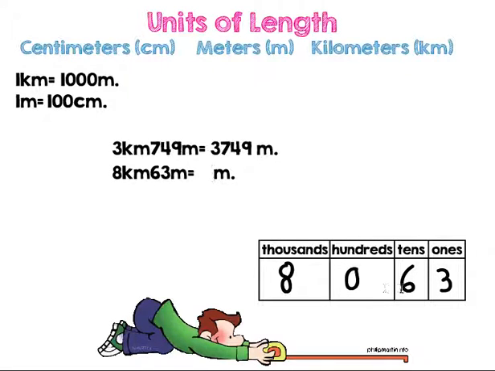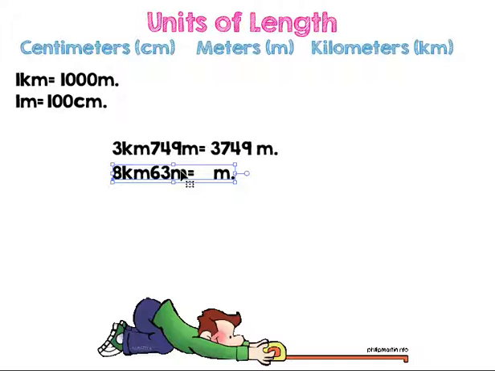8,063. That's how you write 8,063. It's not just putting the numbers together. So the answer is 8,063 meters. Okay? So let's erase this, take out my table, and now let's practice backwards.